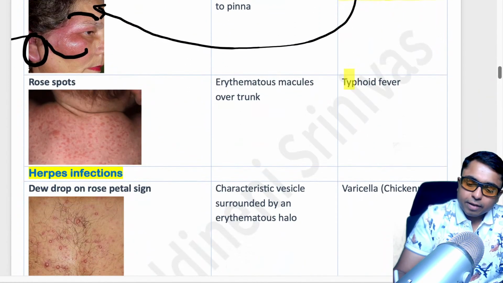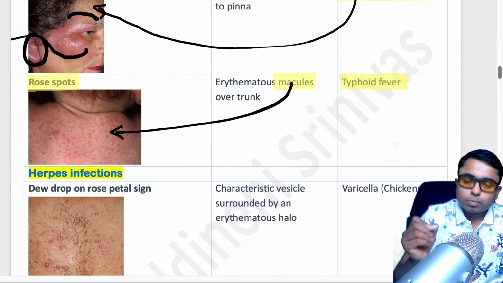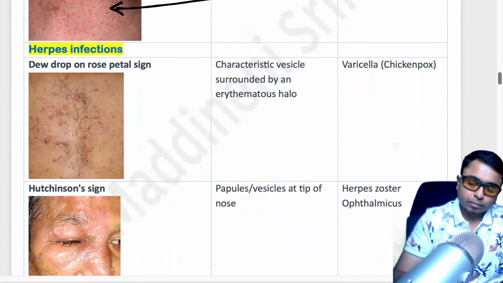Next is in the typhoid fever, erythematous macules present over the trunk. These are called as rose spots. So these are the rose spots in the typhoid fever.